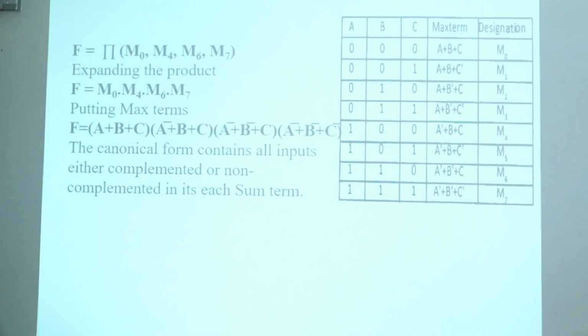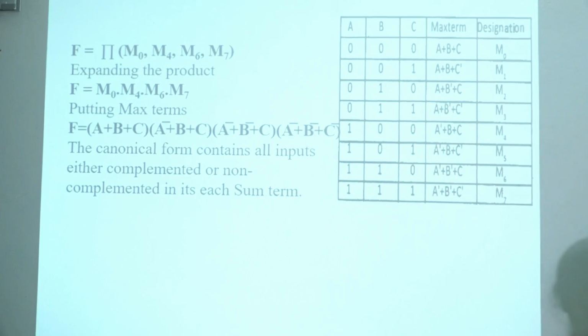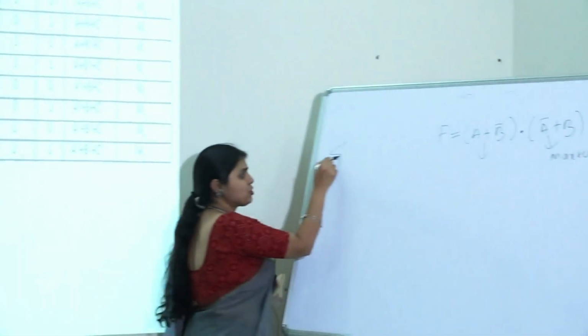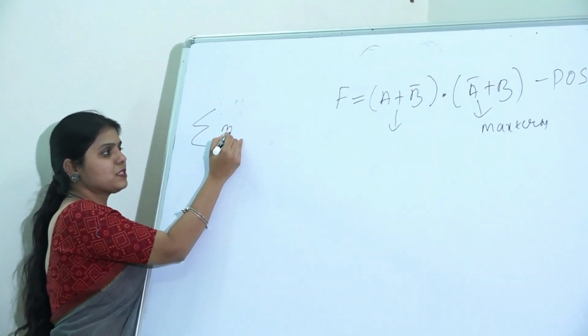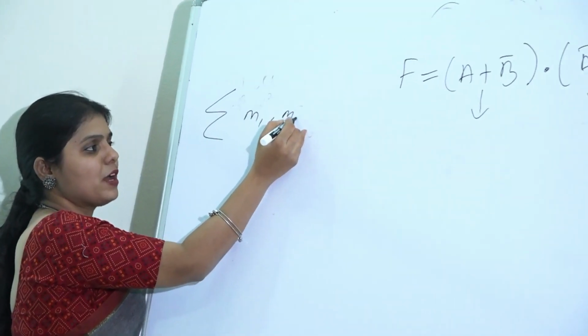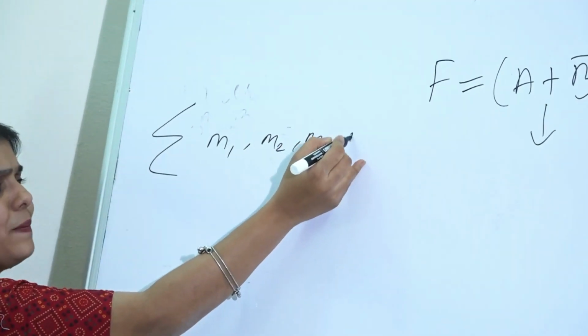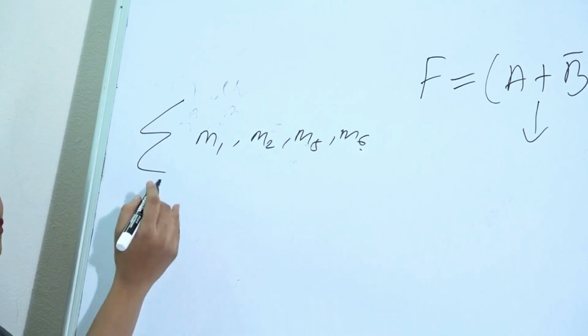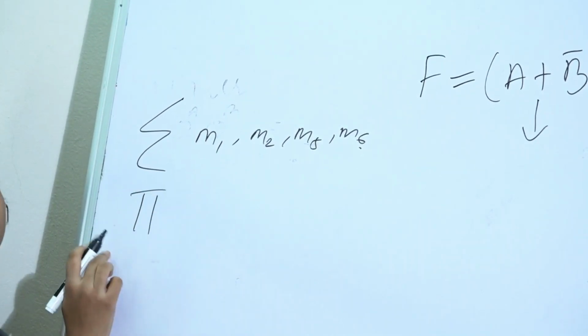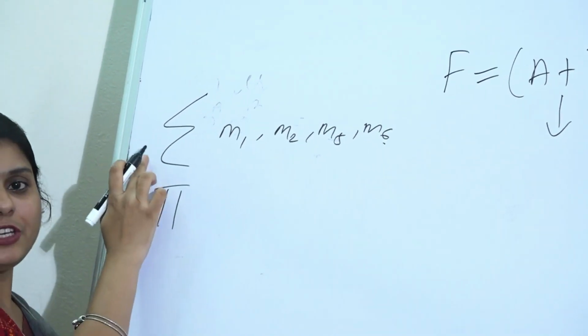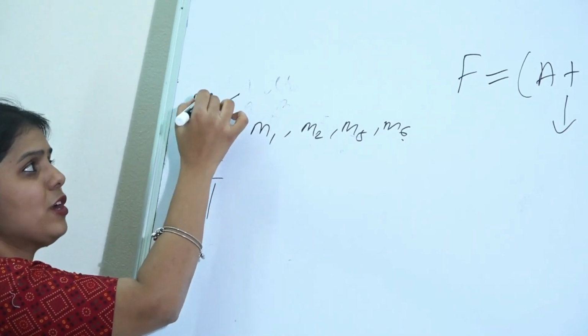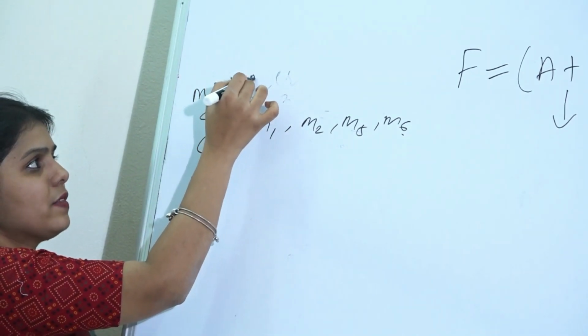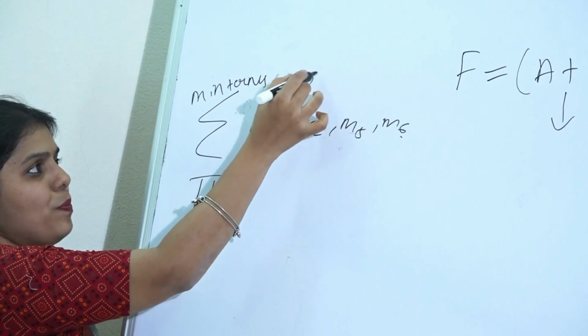Now, as we have seen, we have represented the min terms with summation, right? Something like M1, M2, M5, M6. For max terms, we use the symbol pi. Summation here, pi here. Summation is for min terms, that is SOP.